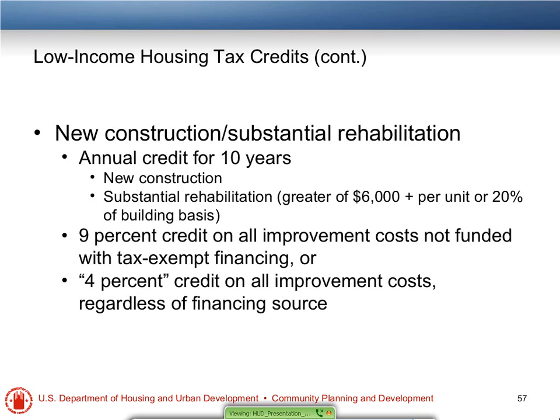The 4% rate, however, does fluctuate, and it fluctuates on a monthly basis, and currently it's around 3.15%. So although we call it a 4% credit, it's really not a 4% credit right now. It's just a little over 3%.